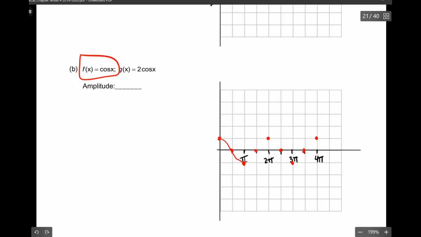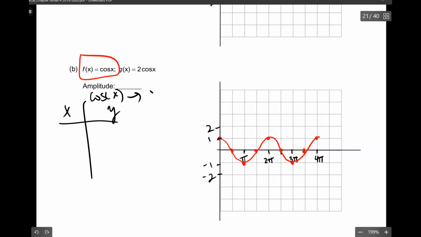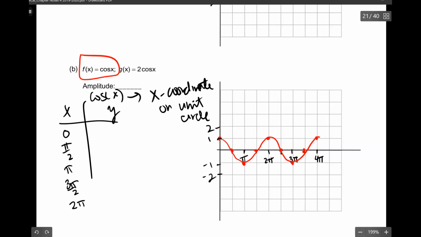The numbers I'm using for my max and min values come from the unit circle. So we're looking at the x and y of cosine of x. Remember, this is the x coordinate on the unit circle. So we're still going to be using the same 0 radians, pi over 2, pi, 3 pi over 2, and 2 pi. These are just our quadrantal angles.